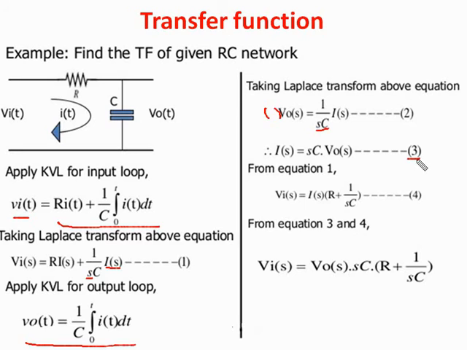This is equation 3. From equation 1, Vi(s) equals R I(s) plus 1/(sC) I(s). Taking I(s) common, it becomes I(s) times (R plus 1/(sC)). Mark this as equation 4. From equations 3 and 4, we get Vi(s) equals sC Vo(s) times (R plus 1/(sC)).